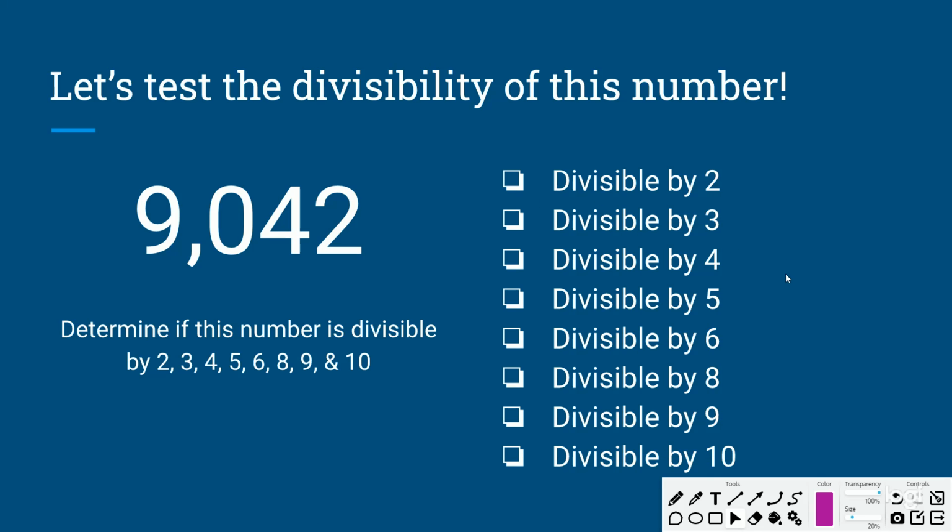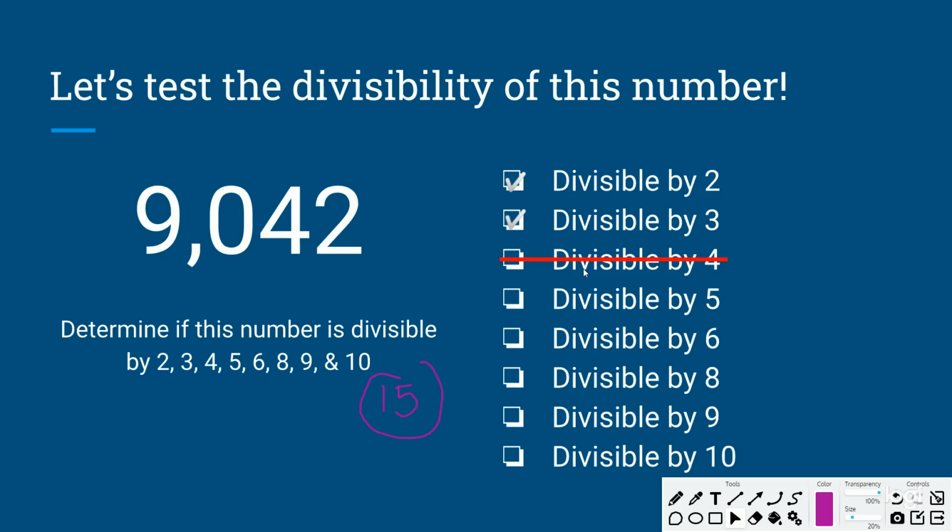The next number or example we have is 9,042. When I look at this number, is it divisible by 2? Since the last digit is an even number, I know that it is divisible by 2. If I add up all of these numbers together, I get 15. And is 15 divisible by 3? Yes, it is. Looking at the last 2 digits, 42, is 42 divisible by 4? No, it is not.